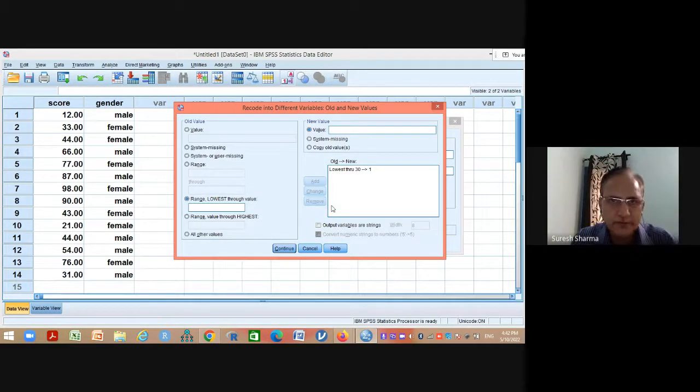Then the next value is 30 to 60. So this is a range, 30 through up to 60. The new value is 2, and 30 through 60 will be given code 2. Now some of you may be wondering that 30 is appearing here and also under code number 2. If there is an exact value 30, where will it go? Will it go to code 1 or code 2?